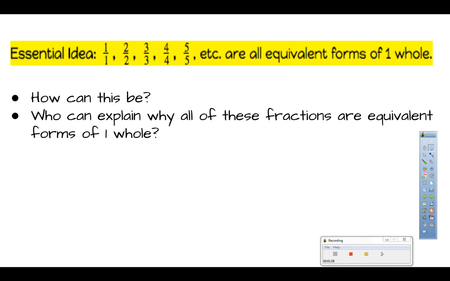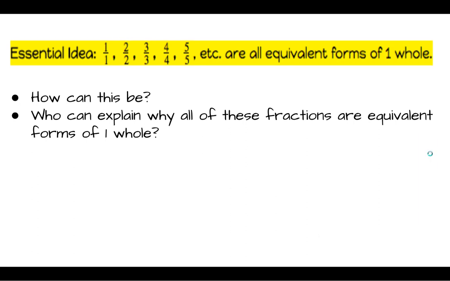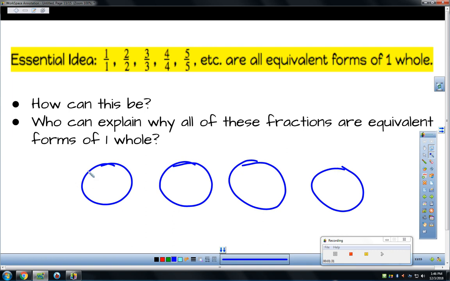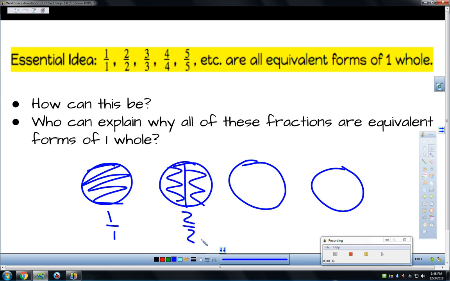Right, that 1 out of 1, 2 out of 2, 3 out of 3, 4 out of 4, 5 out of 5, they're all equivalent forms of one whole. And what I'm curious here is how this can be. How I can have all of these pizzas, right, how is it possible that all of these are equivalent fractions?